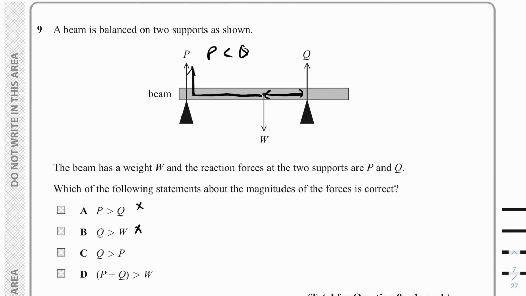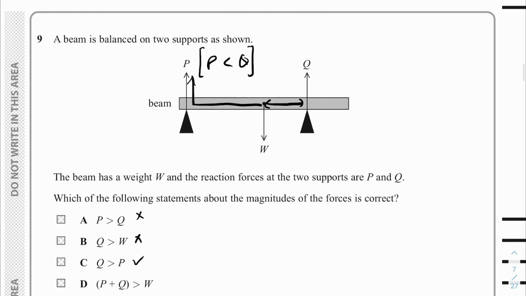Okay. What about Q is greater than P? That is correct. So we got this conclusion right beforehand. So we know this is correct. What about D? P plus Q is greater than W. Well, that's actually wrong, because the question itself says it's balanced. So P plus Q has to equal W. Okay, so this is also wrong.